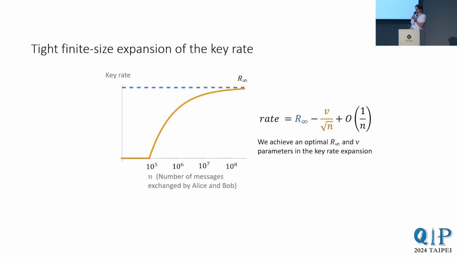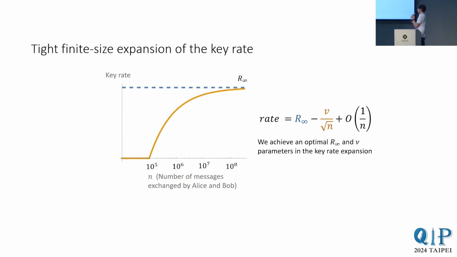So when we talk about efficiency, we must think about key rate instead of amount of keys, the length of the key that was produced per use of the channel. And usually the key rate, as a function of the number of exchanged messages by Alice and Bob, called the block size, usually takes the following form. We have some asymptotic key rates that we know we can achieve in the limit of an infinite number of messages exchanged.